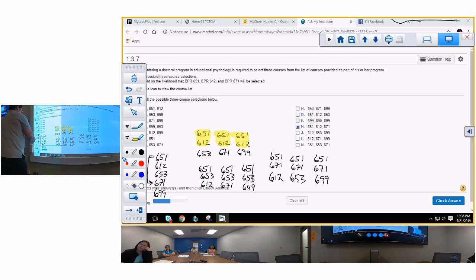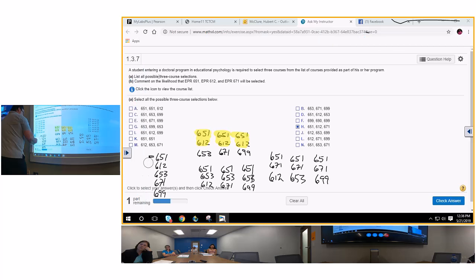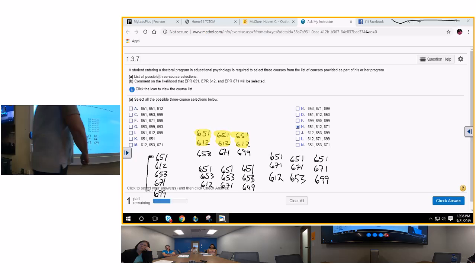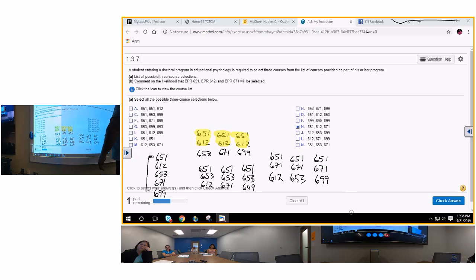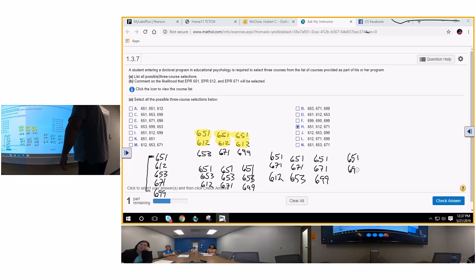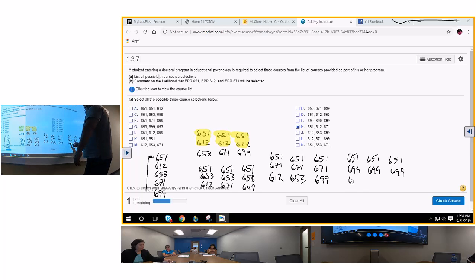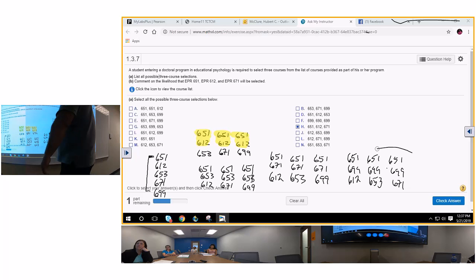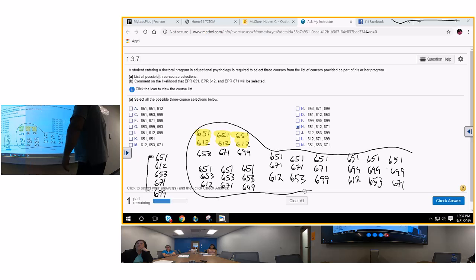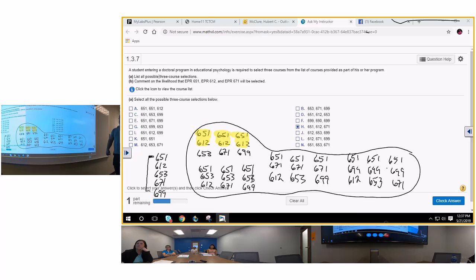Now I'm going to erase that line and mix it with 699. So 651, 699, 651, 699, 651, 699. And now I'm going to write 612, 653, 671. And that is what we call your sample space, or your sample set, whatever you want to call it.